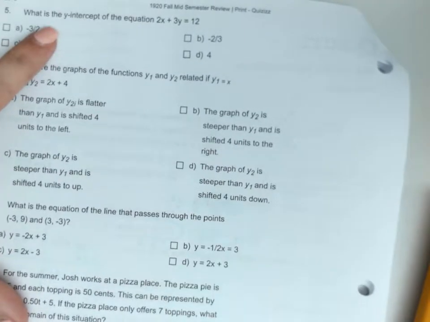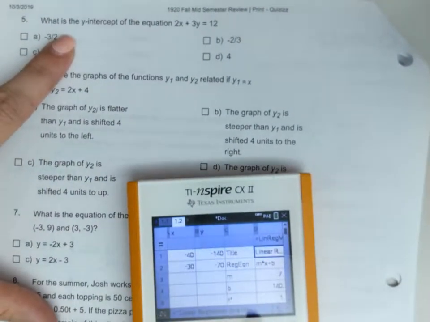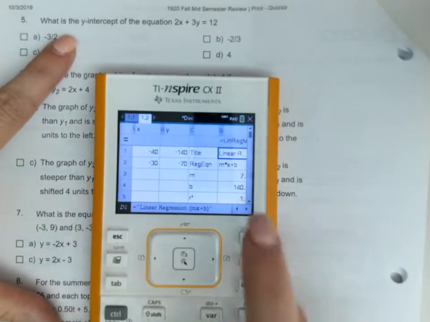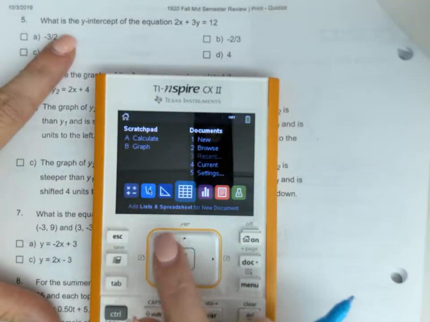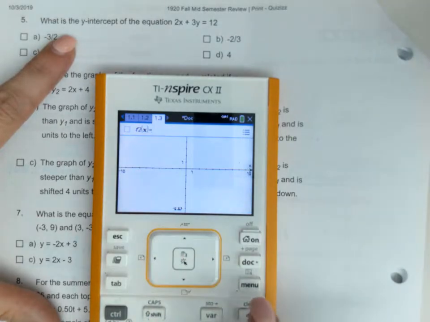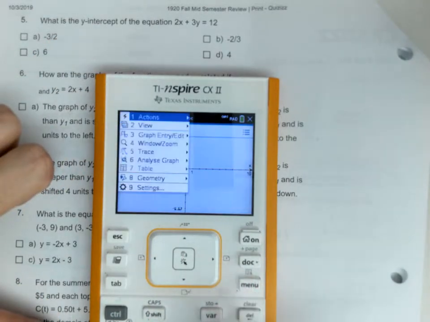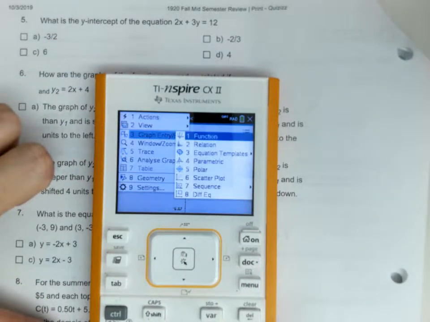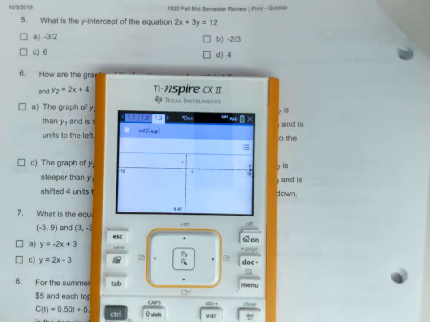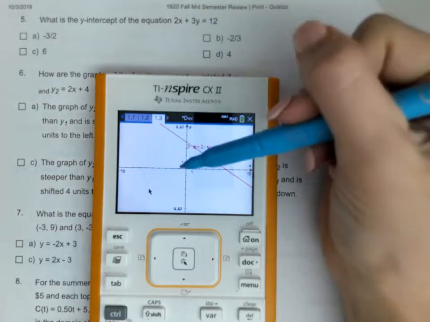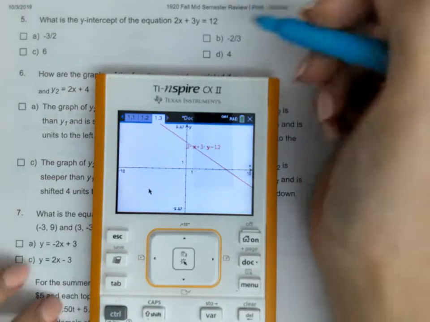What is the y-intercept of this equation? That's an equation. Y-intercepts, we can see that on the graph. So if I go to my graph, I can't type it in as a function, so menu, 3, and we're going to type it in as a relation because it's not y equals. 2x plus 3y equals 12. So my y-intercept is at 1, 2, 3, 4.